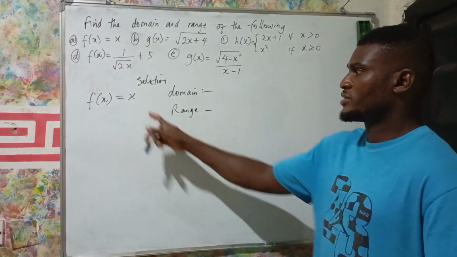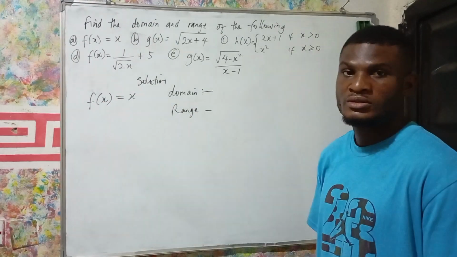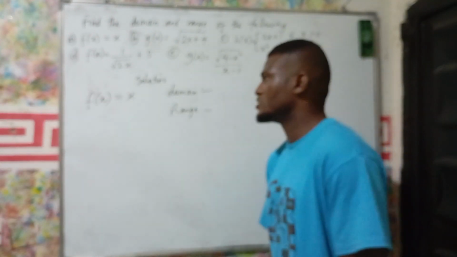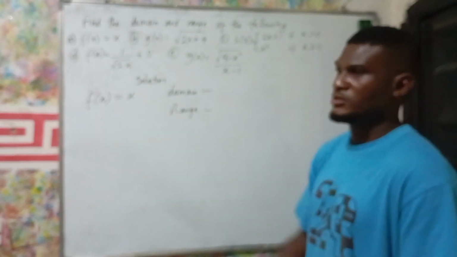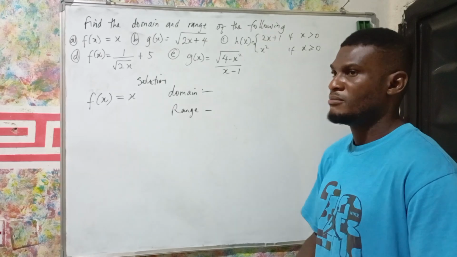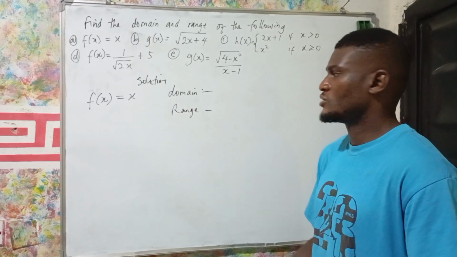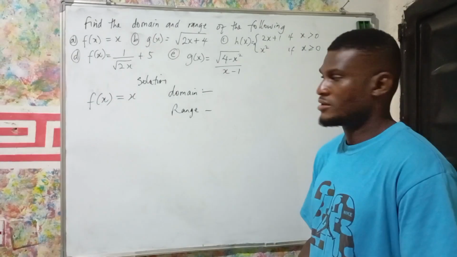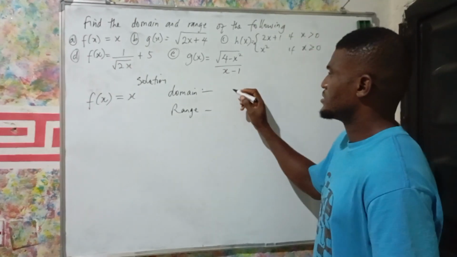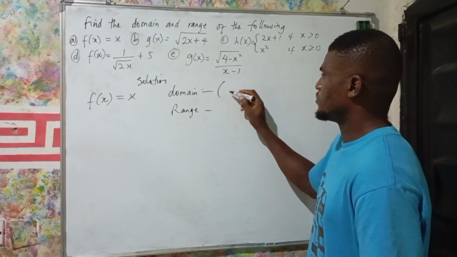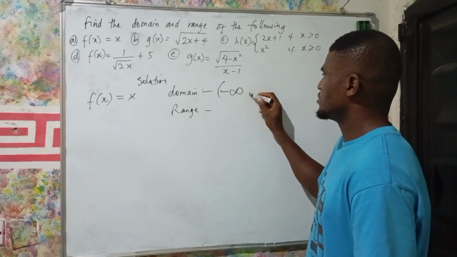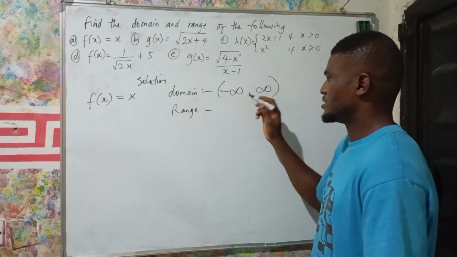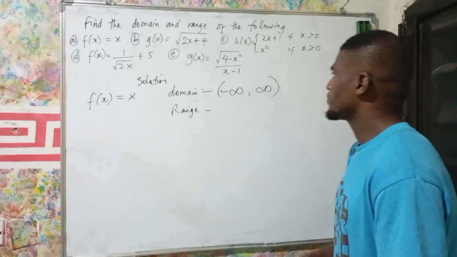Alright, so the values that we can put into this equation is any number. We can put any number into x. X can be any value, it can be minus 1, it can be minus 2, it can be 1,000, it can be a million, it can be anything. So we then say that the value ranges from negative infinity to positive infinity, which is the same as saying all values.